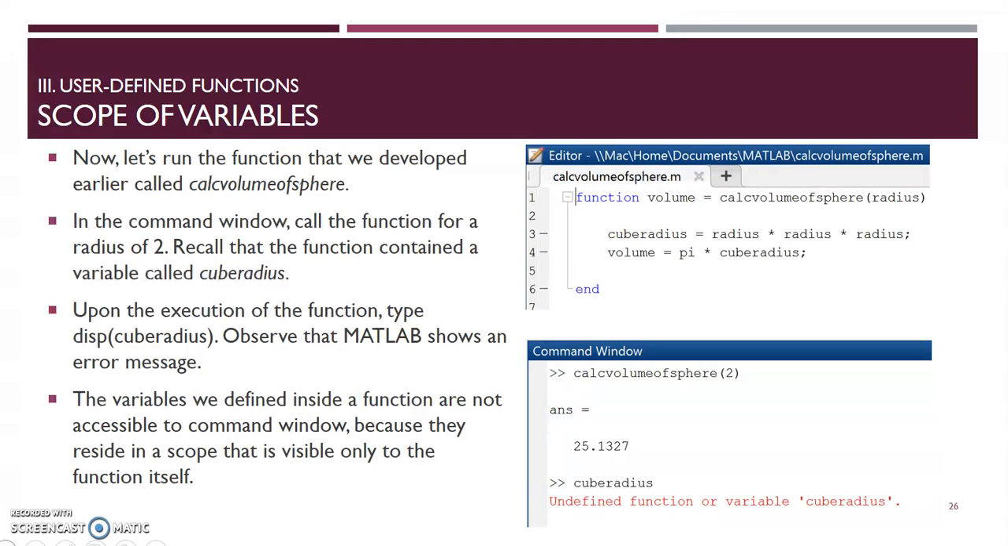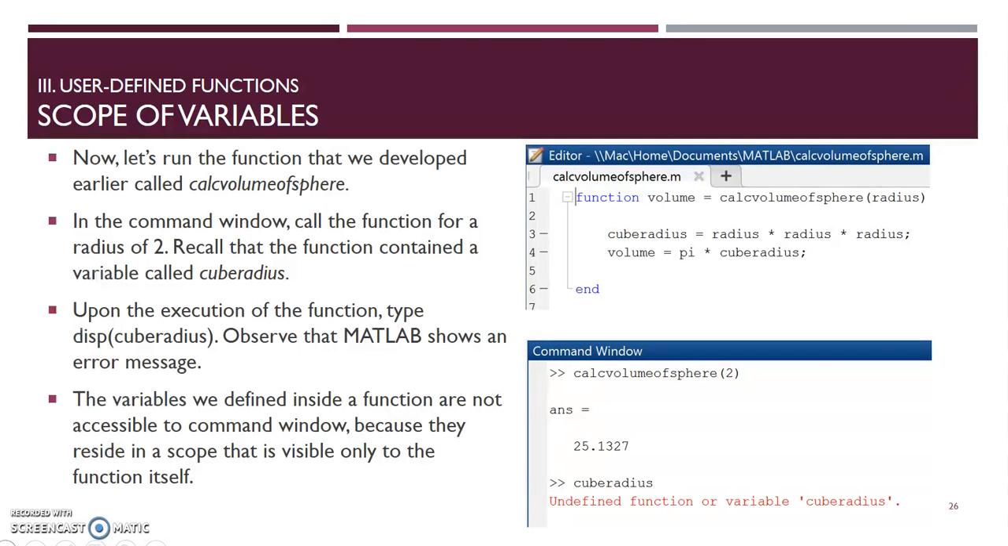Now let's run the function calc volume of a sphere. If you remember, the body of the function has a variable called cube radius, which basically stores the cube of radius. Now run the function for a given radius in the command window. Then simply write cube radius. See that MATLAB does not seem to know that variable at all.